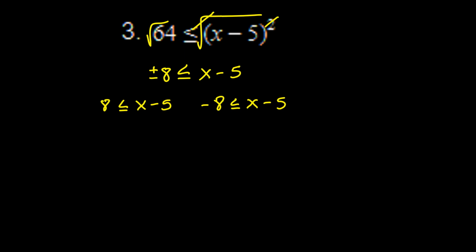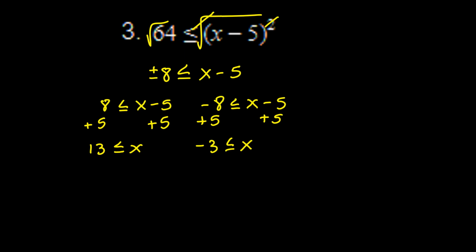So I need to get x by itself. I add 5 over on both. This is 13. I add 5 over. And this is -3. Why is there a plus and a minus? When you square root something, you're asking what number times itself is the number inside the square root, right? Not only do 8 times 8 equal 64, but also -8 times -8 is 64. So that's why it's both plus and minus 8.